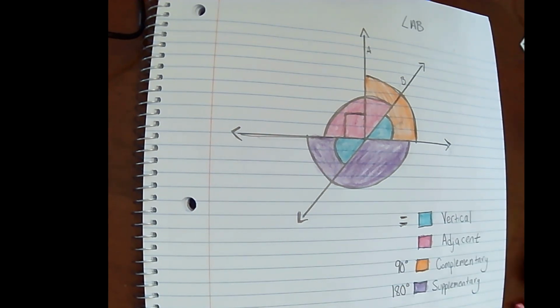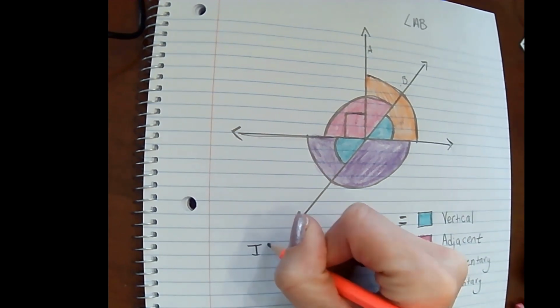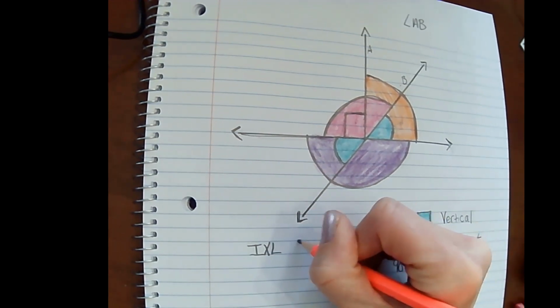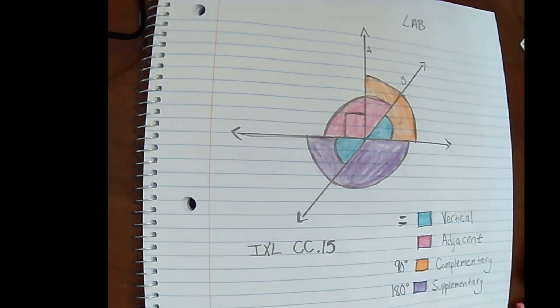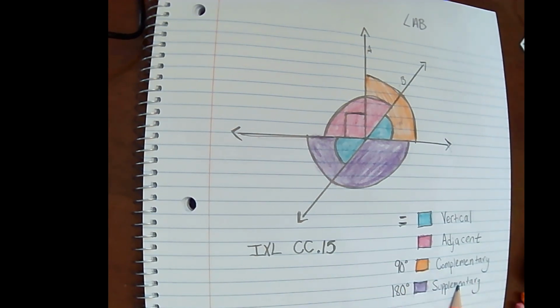And then your IXL assignment today, you are doing IXL CC 15. And both classes, that one's under 6th grade. Make sure you're at CC 15. It'll be complementary and supplementary angles. It's going to ask you some questions about some different pairs of angles.